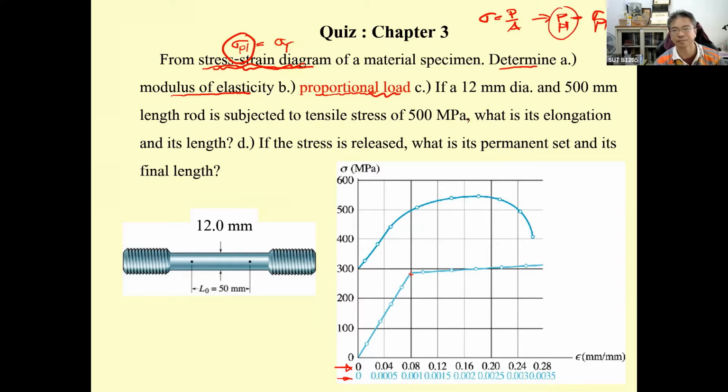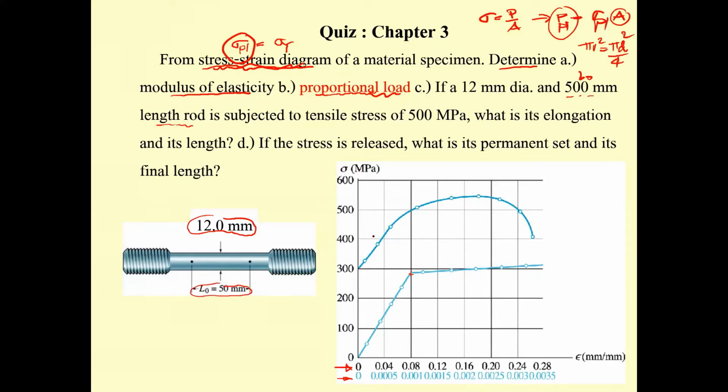Okay, and then there is a specimen here with the diameter of 12 millimeter. So the A is going to be pi r square, or if you like, you may use pi diameter square divided by 4. It's up to you. Okay, and the specimen has a length of 50 millimeter. This is going to be L sub O of the specimen. Again, over here is 50 millimeter. That is for the example, okay, test for the graph.